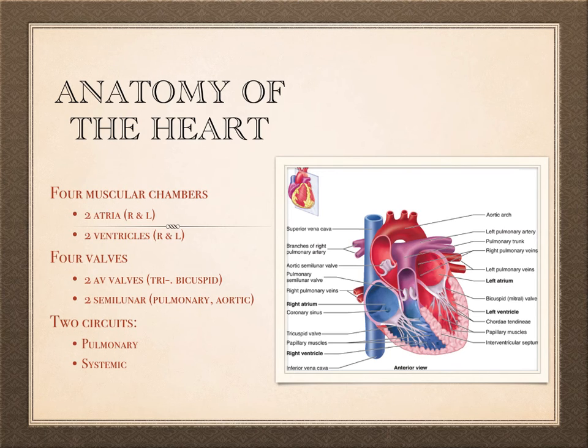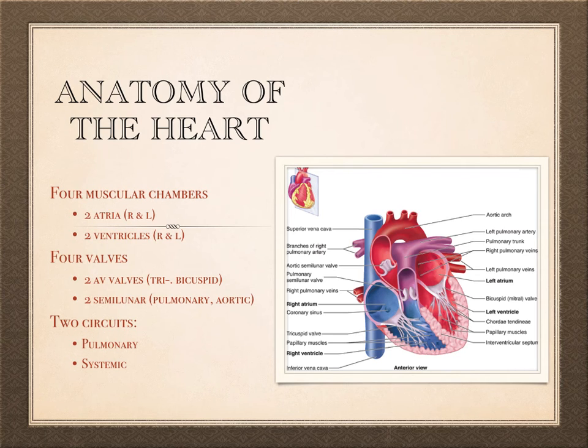On the top there is a right atrium. The right atrium receives blood from two large veins. These bring oxygen-poor blood to the right atrium. The left side of the heart has a left atrium, and that takes blood that comes back from the lungs and is rich in oxygen.